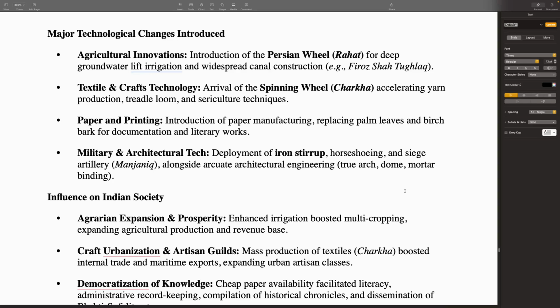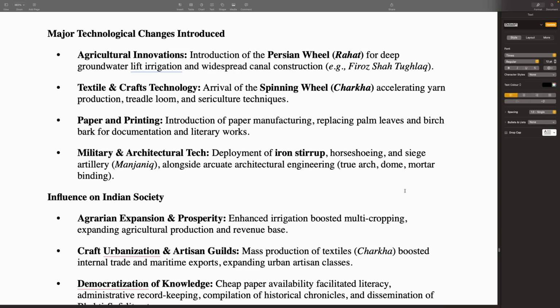Paper and printing: introduction of paper manufacturing, replacing palm leaves and birch bark for documentation and literary works. Military and architectural tech: deployment of iron stirrup, horse shoeing, and siege artillery, alongside manjanik, alongside accurate architectural engineering, true arc, dome, mortar, binding.